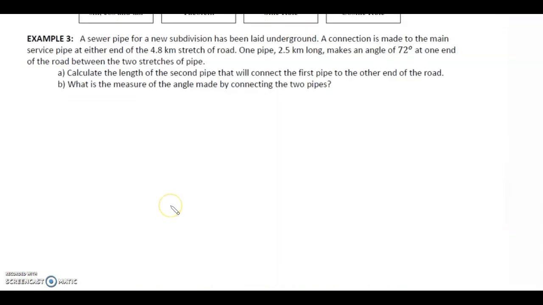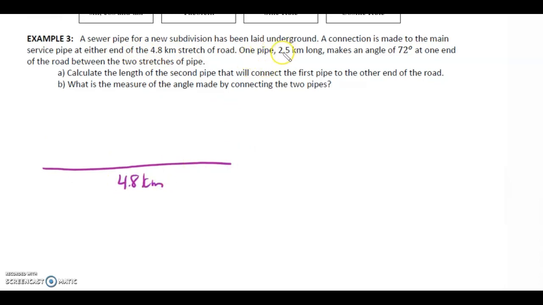Example 3. A sewer pipe for a new subdivision has been laid underground. A connection is made to the main service pipe at either end of a 4.8 kilometer stretch of road. So it's going to be this long.